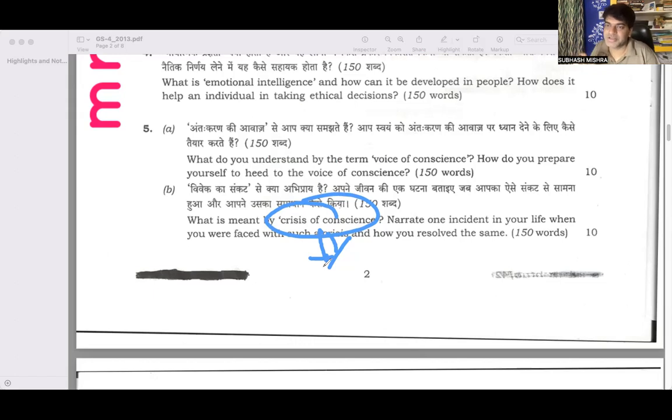Then your conscience will be telling that I have travelled ticketless. I have not given the due to the public coffer. Whatever the amount of the ticket is, 200 or 500, whatever. What will you do? That is the actual example of crisis of conscience. You wanted to do something right, but you could not do the right. And your voice is telling that you have done wrong. What is the solution of it?